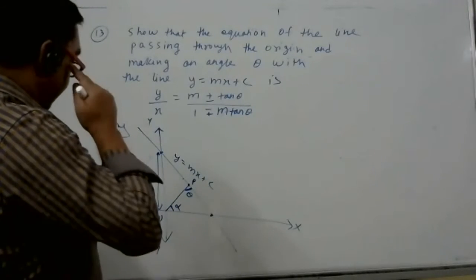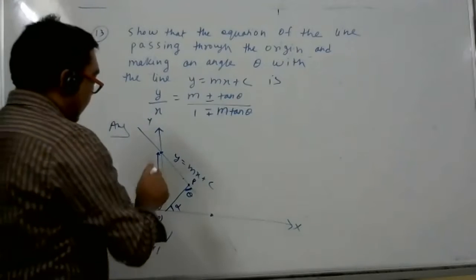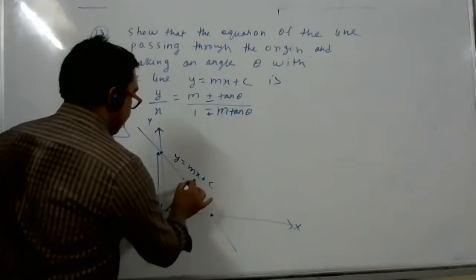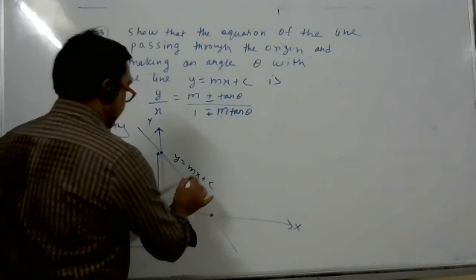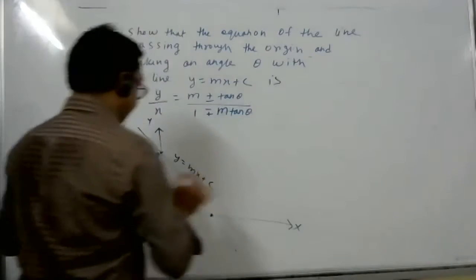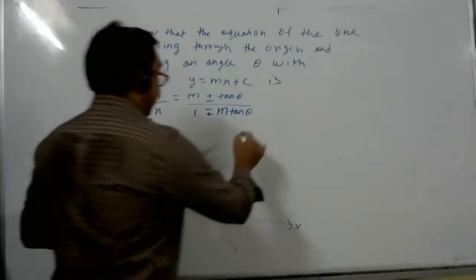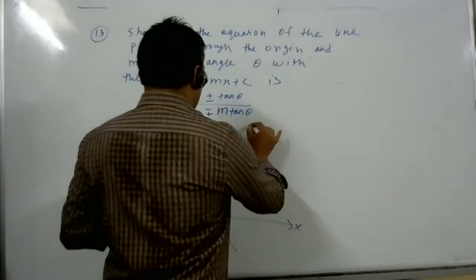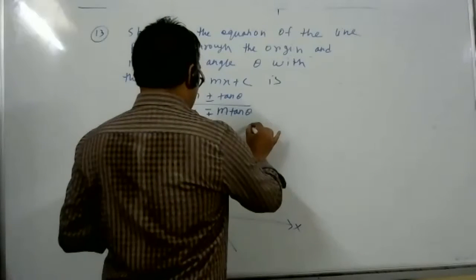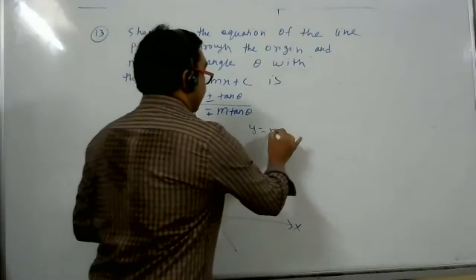So the equation. Okay, how to do? So what will I do? We can do this sum. This is theta now. Okay, now see here. y = mx + c is given.